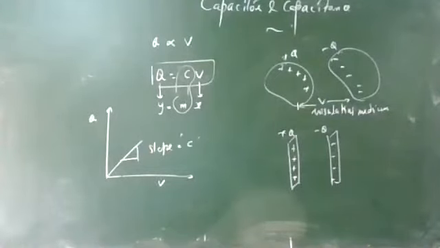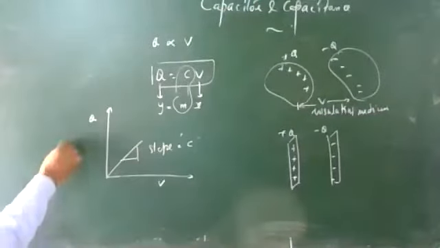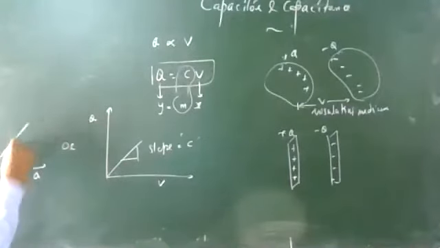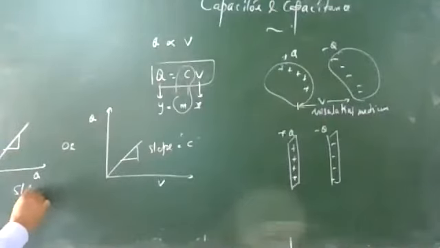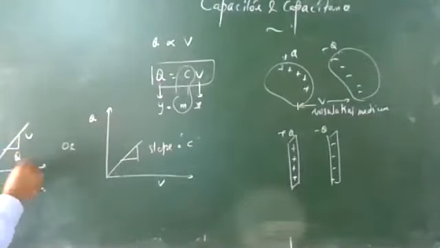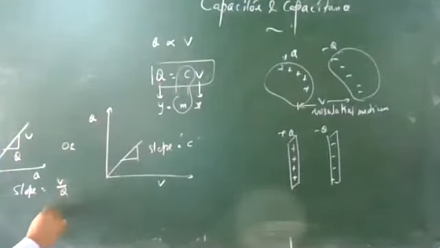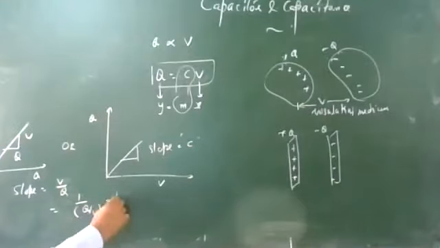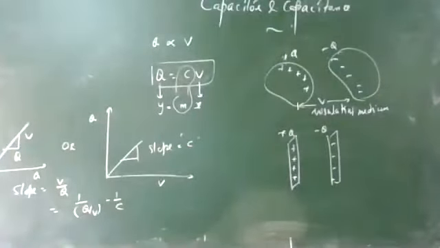Suppose we are drawing the graph in the reverse order. Suppose we are putting Q here and V here. What will be the slope now? The y coordinate is V upon Q, and this can be written as 1 upon Q by V. Q upon V equal to capacitance, so in this case, the slope will give you reciprocal capacitance.